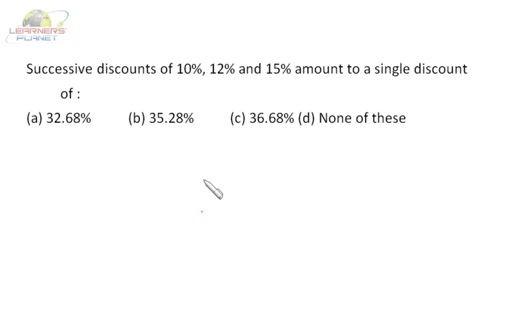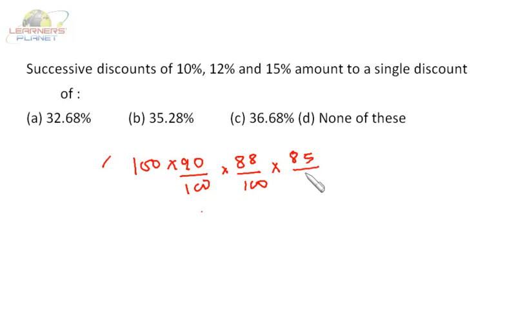Now let's see this problem. Successive discounts of 10%, 12% and 15% amount to a single discount of. Now suppose the price is 100 rupees, that is the printed price is 100 rupees. So let's begin with 100. Now, after 10% discount, we are left with 90% of the price. Okay. Now the next discount will be calculated on this. Now the next discount is 12% and we are calculating the discount on this. So 12% of this will be discount. So we are left with 88% of this price. Now in the next step, we'll be getting 15% discount on this. So we are left with 85% of this. So after 3 successive discounts, we have to pay this much amount. Okay. Now what is the final amount that we have to pay? Let's calculate.